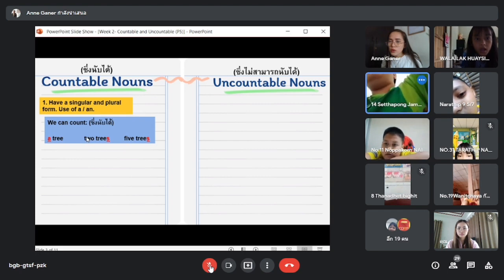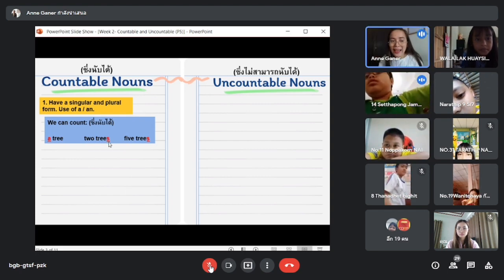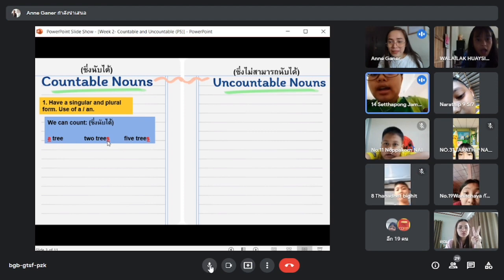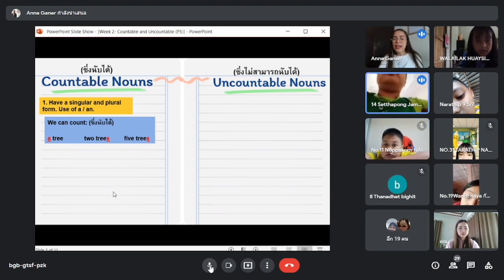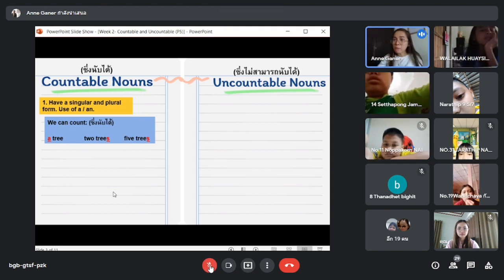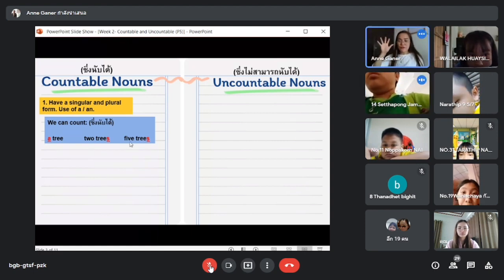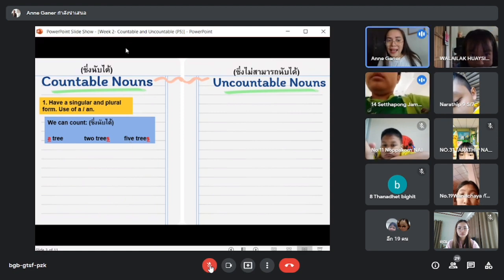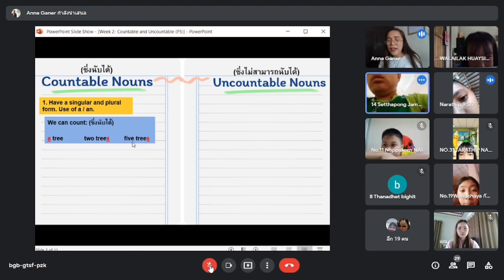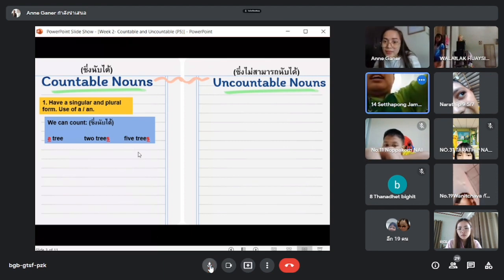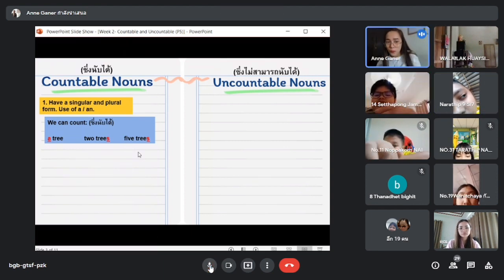When you want to say two, what are you going to do? You will add S. If it's two or more, if it's plural already, it is S. Now, if you want to say five? You will add S. So it will become a tree, two trees, five trees, six trees, 100 trees. Countable. Okay. Next.